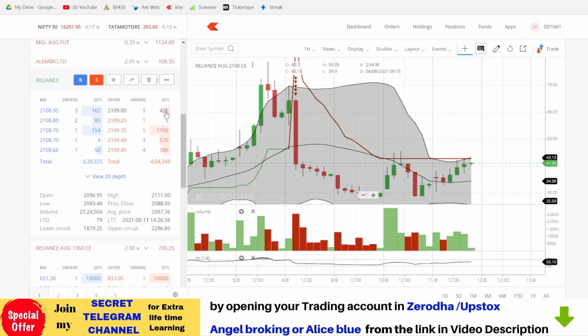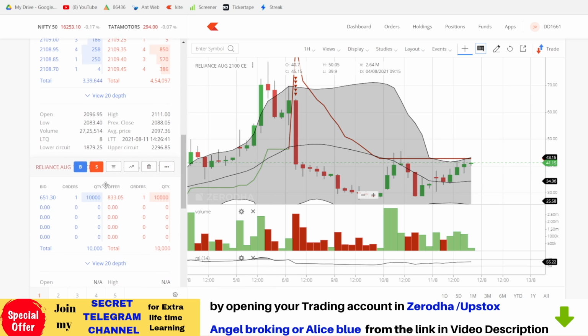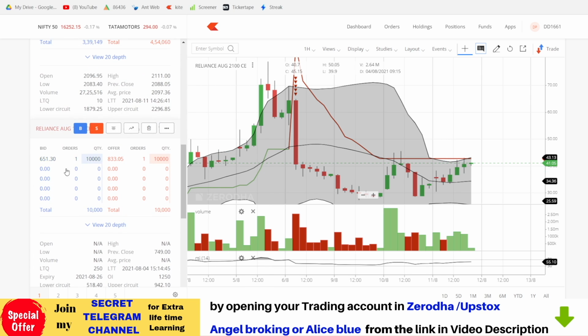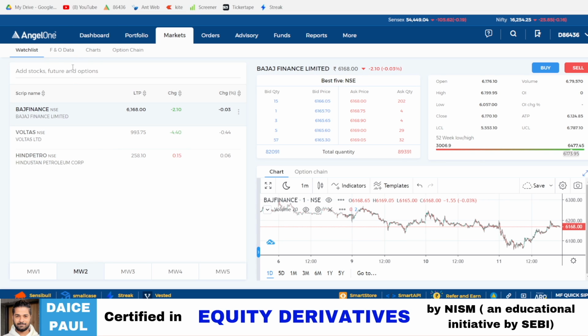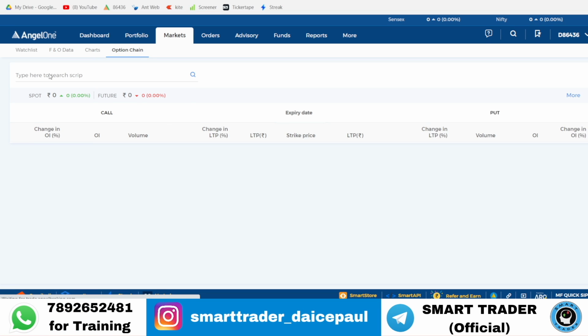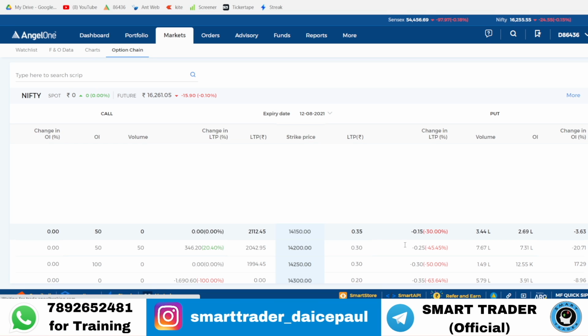For that, we need to see the option chain of this particular Reliance. You can go to any of the options here, click here and go to option chain. This will be available in most brokers. Let's say if I go to Angel Broking, now it is called Angel One, but anyway, if you go directly to markets, option chain, you can find which stock you want. You will get the option chain.